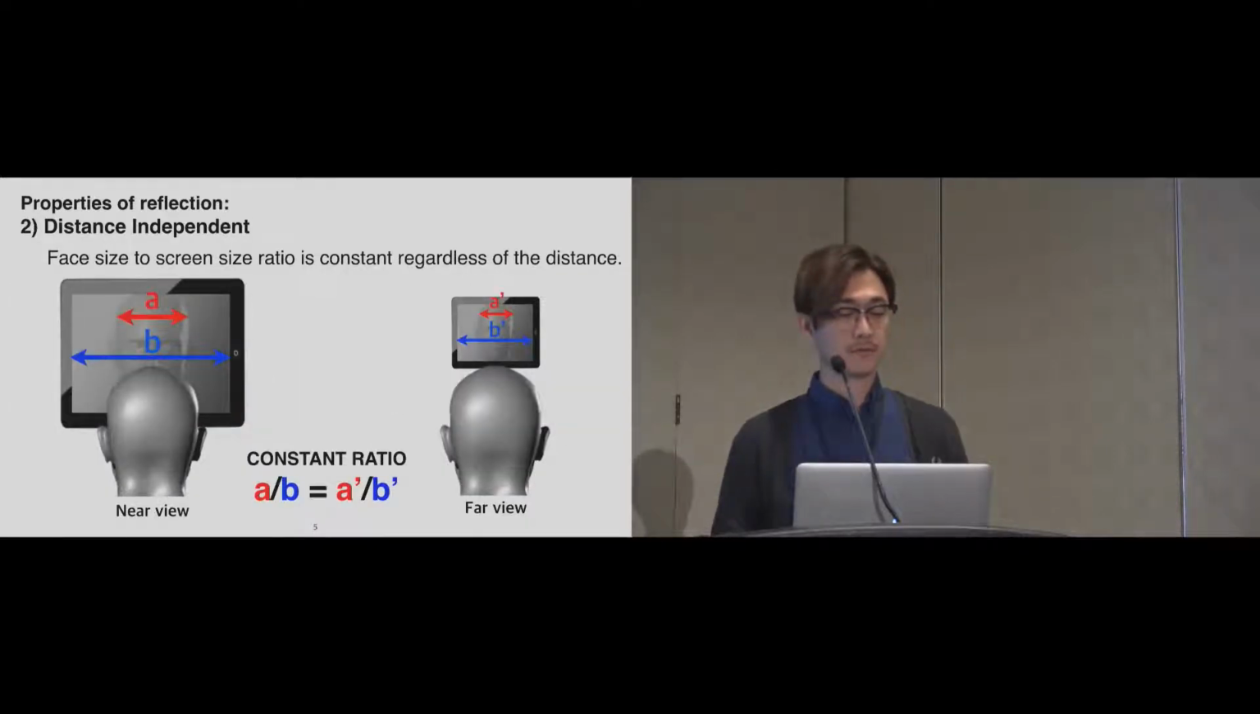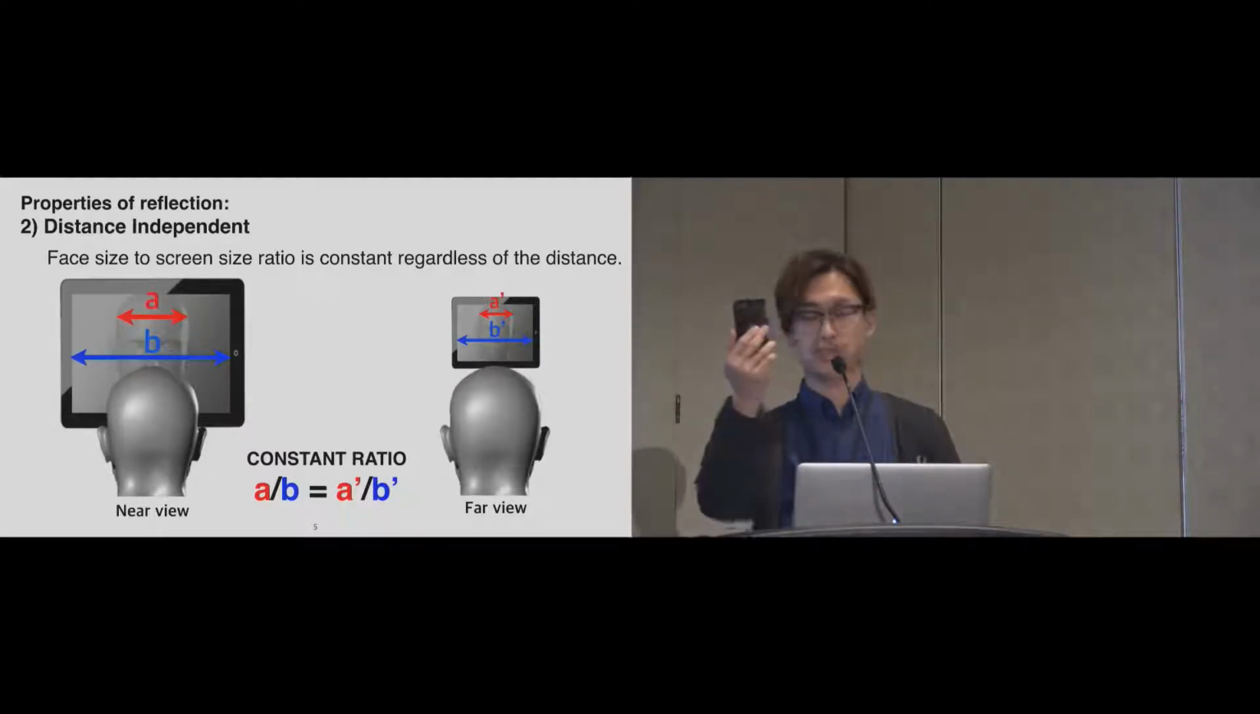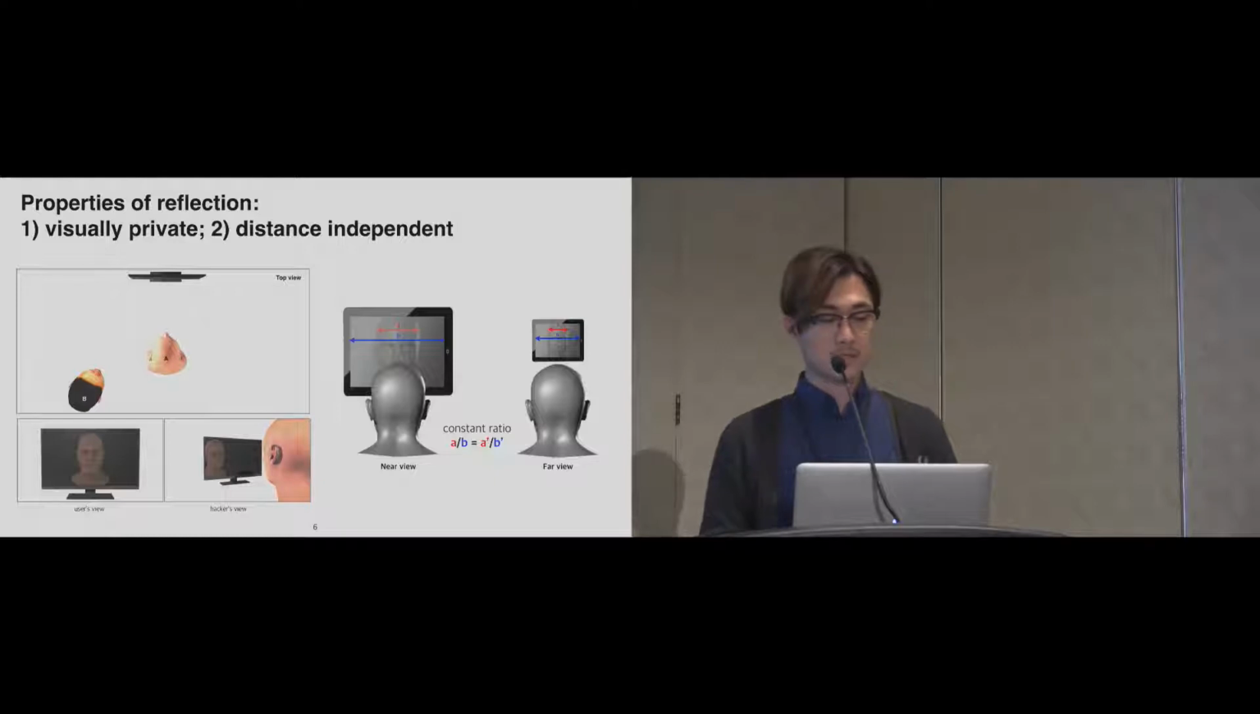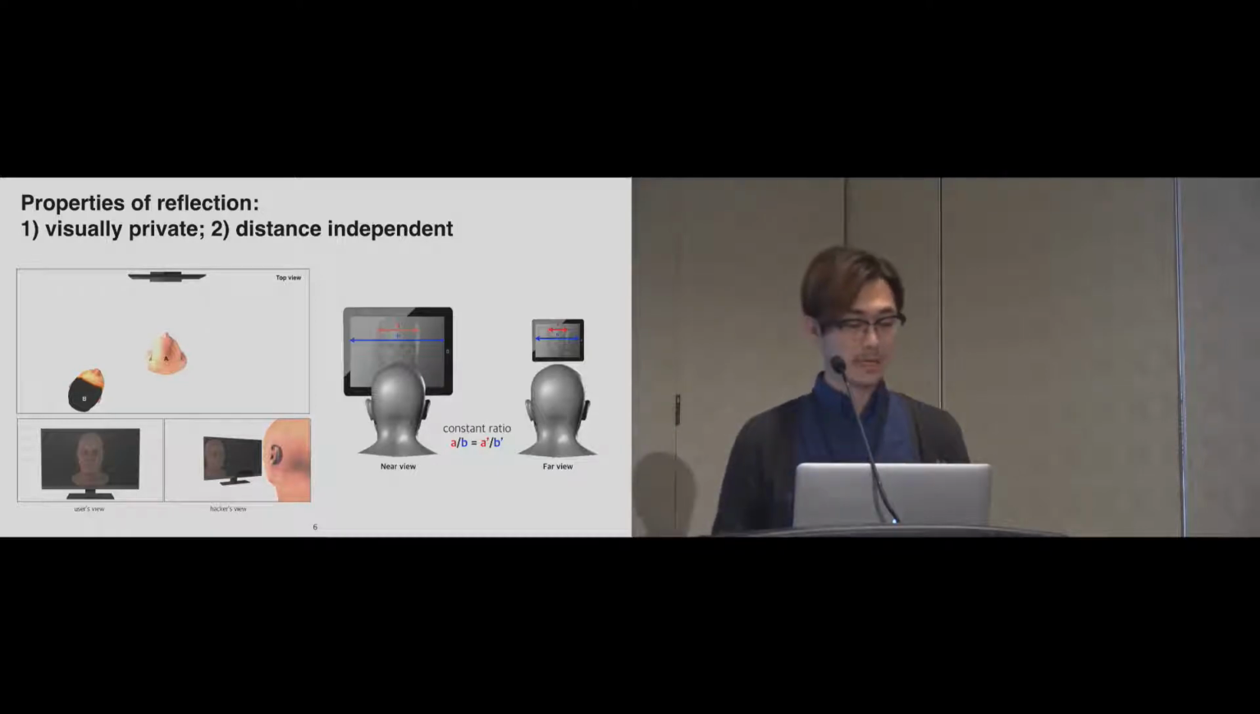Second, the ratio of reflected size to screen size is constant regardless of the distance. If you test it with your own mobile phone, if you hold your mobile phone and see your face, the ratio will stay the same at any distance, close and far. These unique and interesting properties of reflection should not be removed from the screens, but they have numerous possibilities for designing interaction.